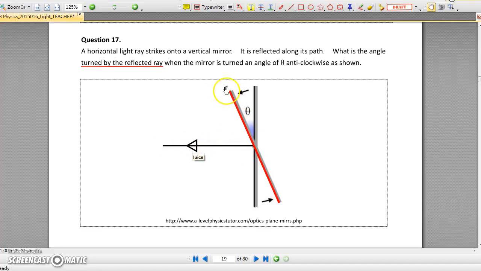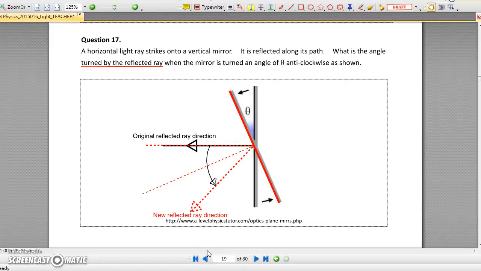And now the mirror is turned to the red direction. And so you may know that the normal may also turn as well. So now the incident ray will go this way, horizontally, and then hitting the mirror, and then it will turn and go in this direction. Now the original reflected ray is pointing to the left, but now the new reflected ray points this way. The question asks you to find this angle.